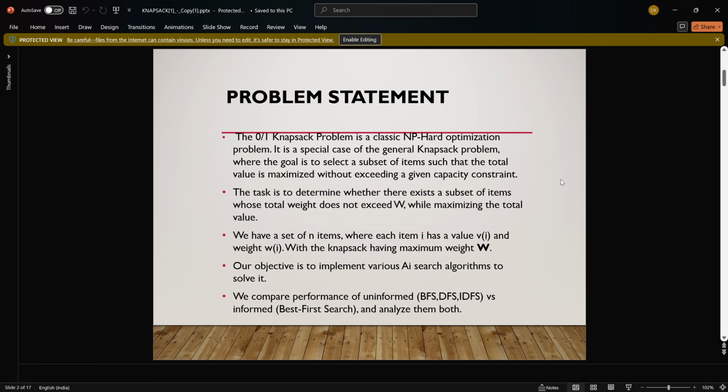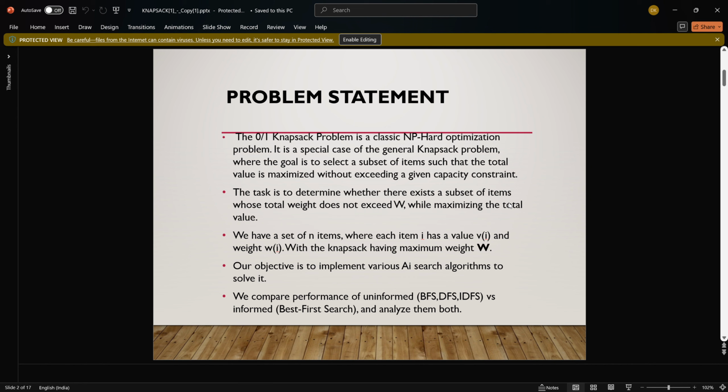So the problem statement. The 0-1 Knapsack problem is a classic NP-hard optimization problem. This is a special case of the fractional knapsack problem where the goal is to select a subset of items such that the total value is maximized without exceeding a given capacity. The task is to determine whether there exists a subset of items whose total weight does not exceed W while maintaining the maximum total value. The knapsack has maximum weight W and each item i has a value Vi and weight Wi.